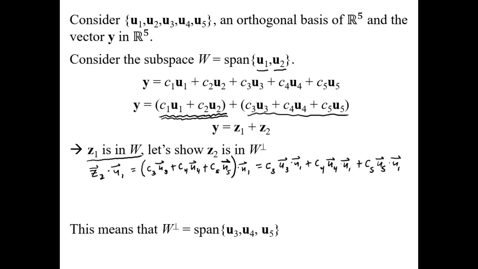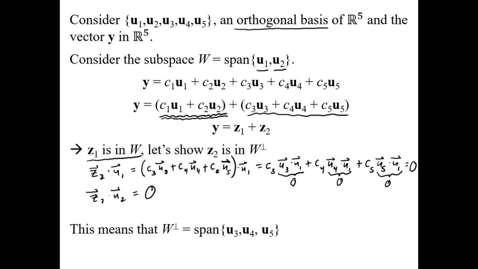Now here's where we're going to use the fact that this is an orthogonal basis. This trick is only going to work if the basis that we have is an orthogonal basis. Because U3 and U1 are orthogonal, this term is going to be 0. U4 and U1 are orthogonal, so this will be 0. And U5 and U1 are orthogonal, so this is 0. So the whole thing is 0, which means that Z2 is orthogonal to U1. If I did Z2 dot U2, I'm going to get the exact same result, and so we're also going to get an answer of 0.